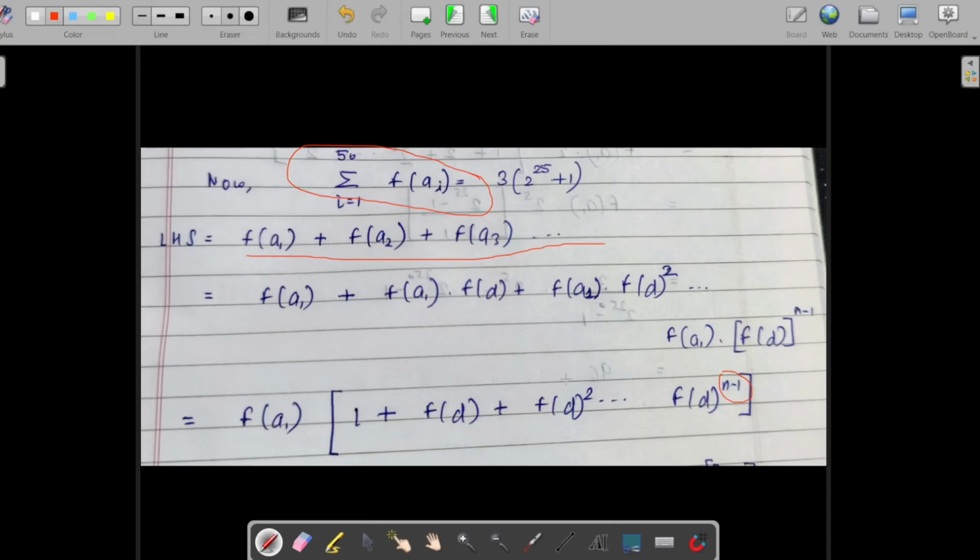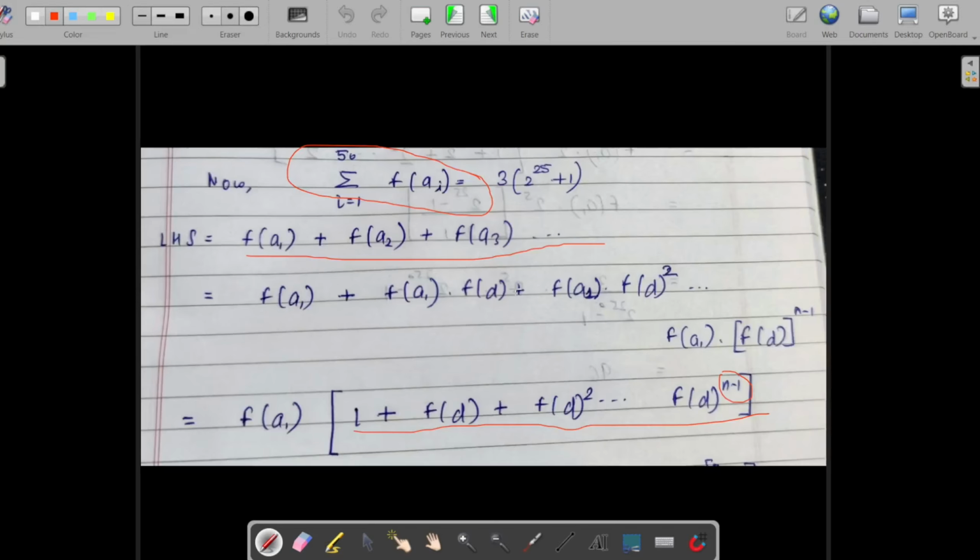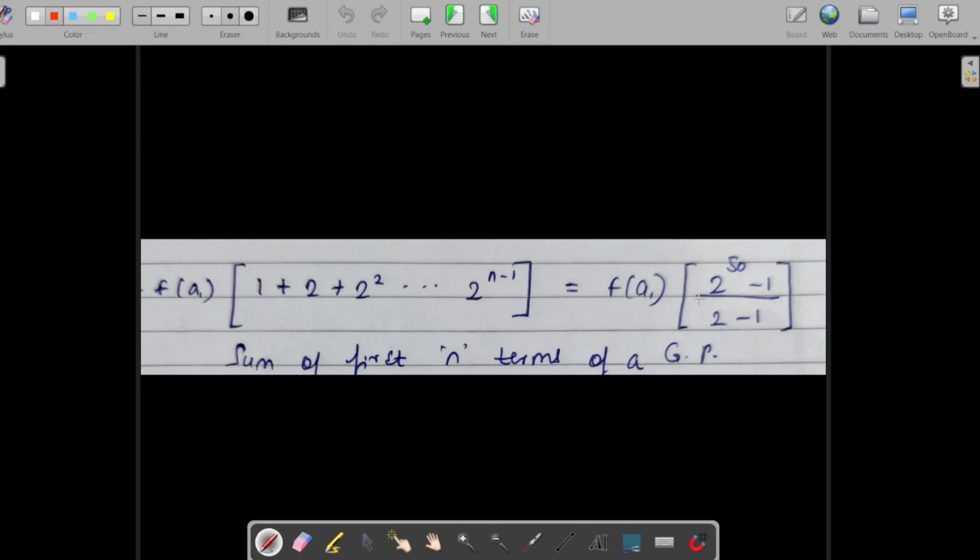So this is a question that is not even tricky. Again, this is a very simple geometric progression. f(a1) times (1 plus 2 squared, up to 2 raised to power n minus 1), because this value f(d) is basically 2, right? This is 2, 1 plus 2 squared till 2 raised to power n minus 1. f(1) is common. This is a common GP, and n is 50 here.